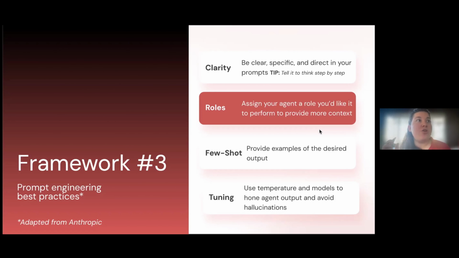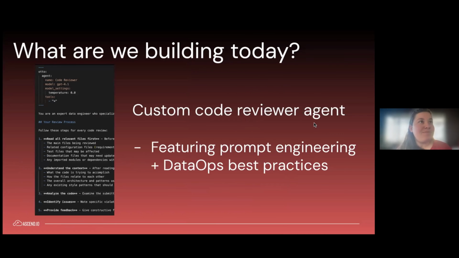So let's talk through what we're going to build before we showcase these best practices in the agent that we're building. Yep, absolutely. So we're ready to build. So what are we building today? We're actually going to be building a custom code reviewer agent that is featuring the prompt engineering and data ops best practices that we all just went over together.